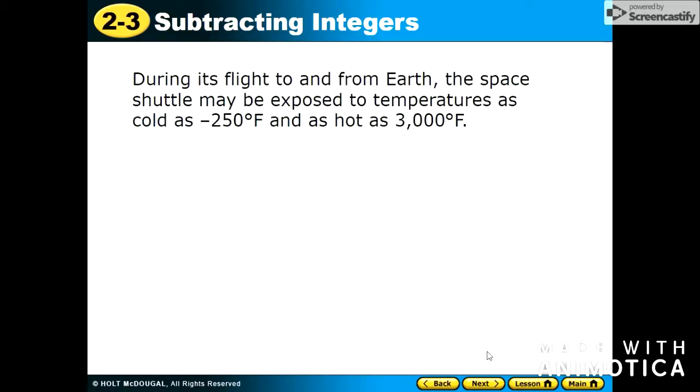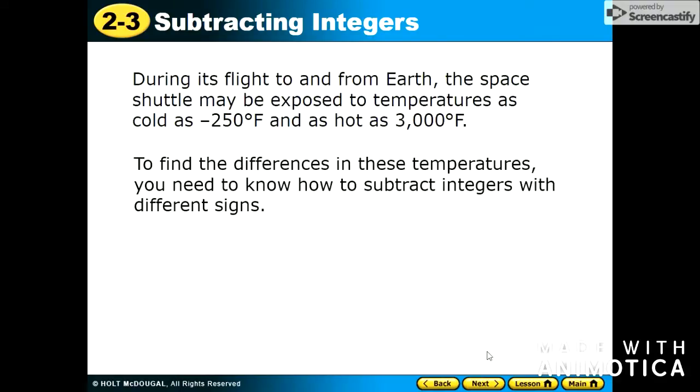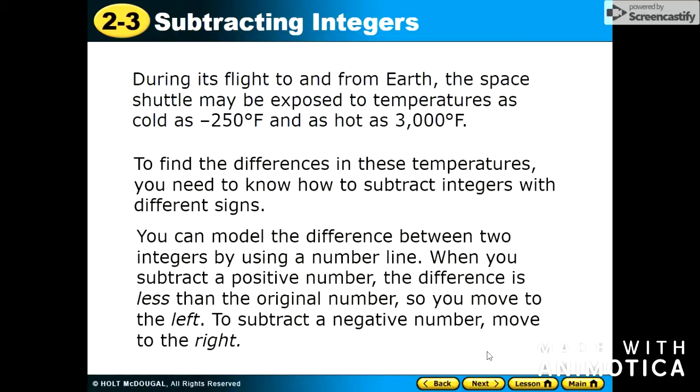Okay, a little bit of a word problem here. It says, during its flight to and from Earth, the space shuttle may be exposed to temperatures as cold as negative 250 degrees Fahrenheit and as hot as 3,000 degrees Fahrenheit. That's quite a range. So to find the differences in those temperatures, you're going to need to know how to subtract integers with different signs. Okay. One way we can do that is we can use a model or a number line to do that.